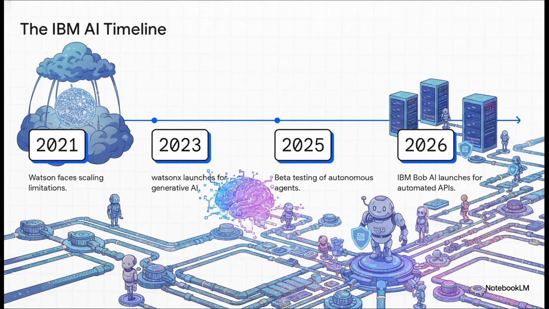Then in 2023, IBM pivoted with the launch of watsonx for generative AI. But the real breakthrough? That started taking shape in 2025 with the beta testing of autonomous agents. This was a completely necessary pivot away from centralized cloud models because of strict data sovereignty laws. And that leads us straight to 2026, the launch of IBM Bob, introducing completely decentralized, localized agentic workflows.